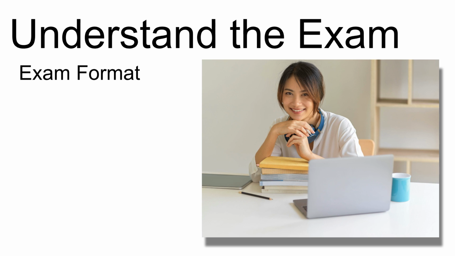The AP Calculus AB exam is 3 hours and 15 minutes long and has 2 sections. Section 1 is the multiple choice section. This has 2 parts. Part A is 30 questions. You get 60 minutes and no calculator is permitted. Part B, there are 15 questions. You get 45 minutes and a calculator is permitted.